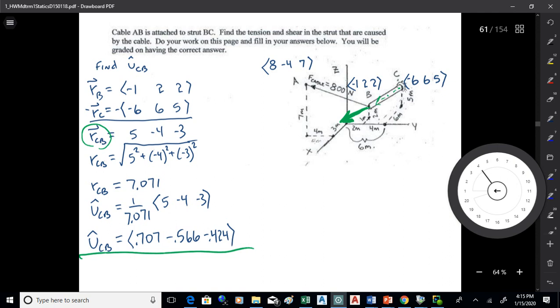All right. And while I'm thinking about it, I know there's so much vocabulary here. A strut is just like a shaft. It's the same thing. It's just another word for that. Don't get thrown by that word. It just means a shaft. Okay.